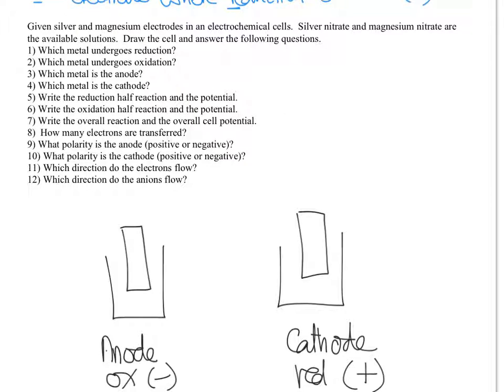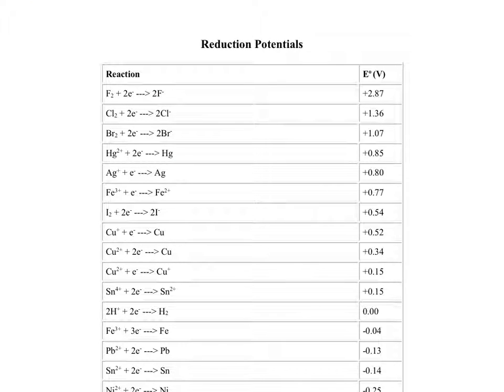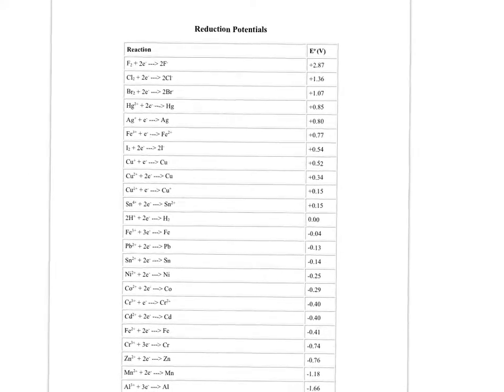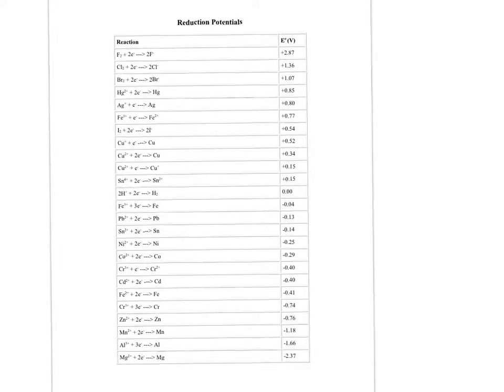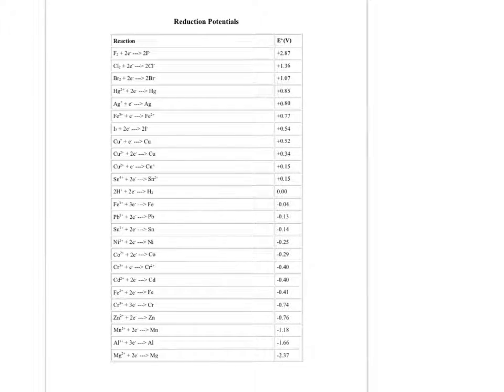So in order to know that, you need to look at something called reduction potentials. So that's on the next page in your packet here. These are called reduction potentials. And the word reduction means gaining of electrons. Remember, Leo goes Ger. The word potential, like if you have high potential for something, that means you are likely to do it or you have the ability to do it. So reduction potential is the likelihood or the ability to be reduced, to gain electrons.